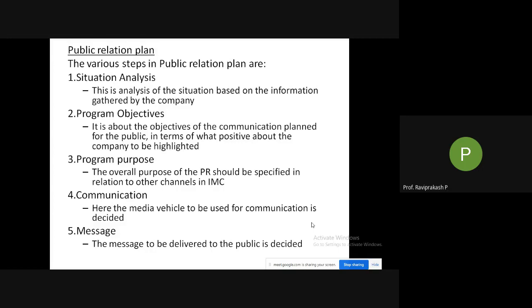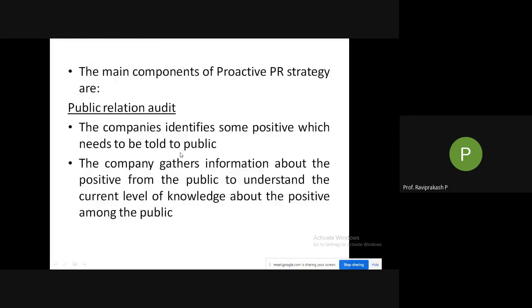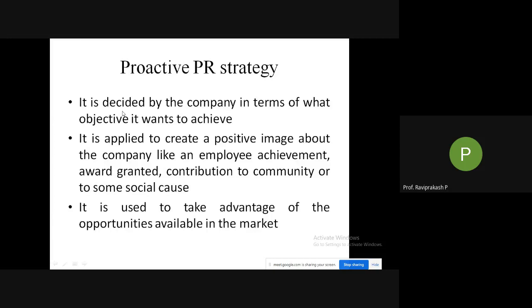Okay, we were here in the previous class. Public relation plan, two types I told. Public relations, one is public audit, which comes under proactive PR strategy. There are two types, that is proactive and reactive. So under proactive, I told two types.